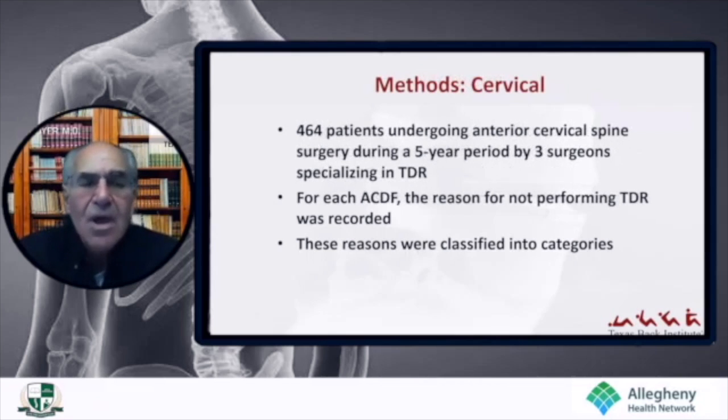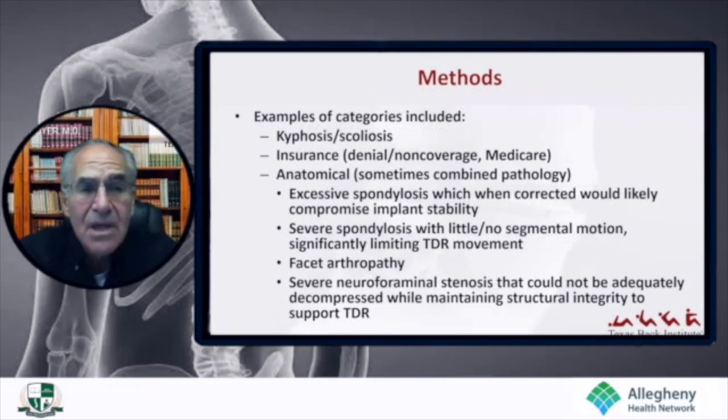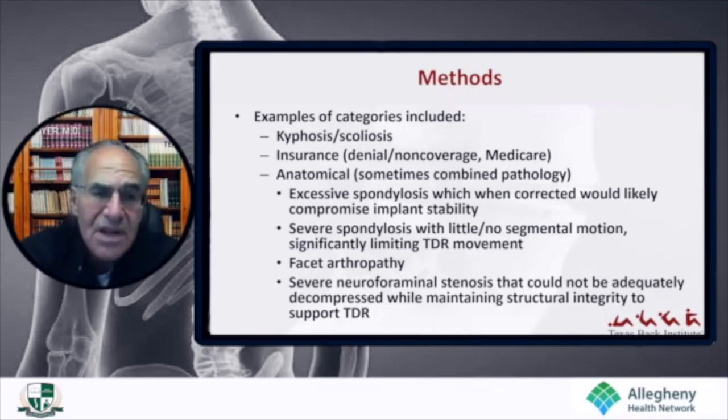First, looking at the cervical, we found that there were 464 patients who underwent cervical spine surgery during a 5-year period by the three of us specializing in TDR. For each ACDF, the reason for not performing TDR was recorded, and the reasons were classified into various categories. An example of the categories included kyphosis or scoliosis, insurance denial, anatomic reasons. Sometimes it was excessive spondylosis, severe spondylosis with little or no motion, facet arthropathy, or severe neuroforaminal stenosis that we felt couldn't be adequately decompressed while maintaining structural integrity to support the TDR.